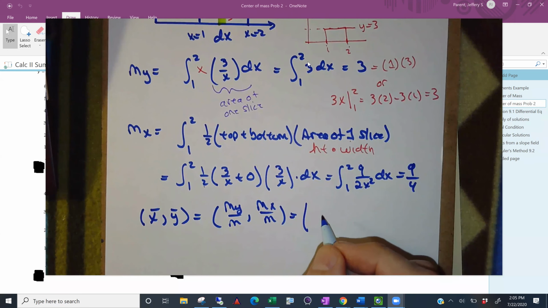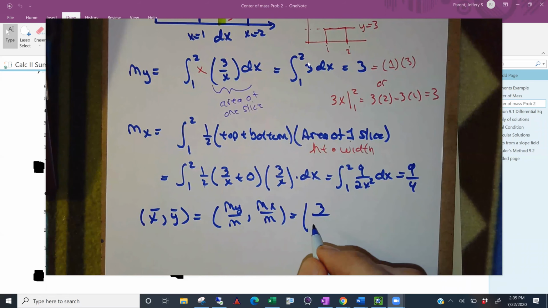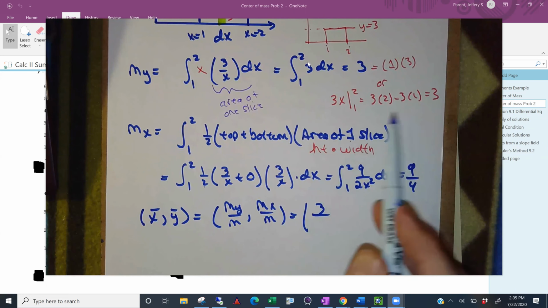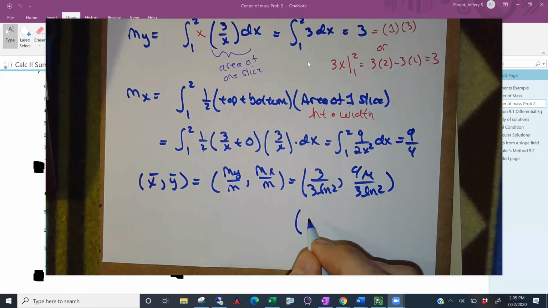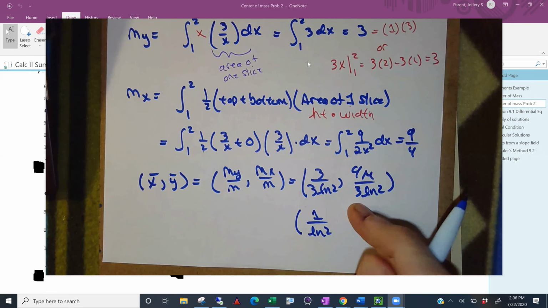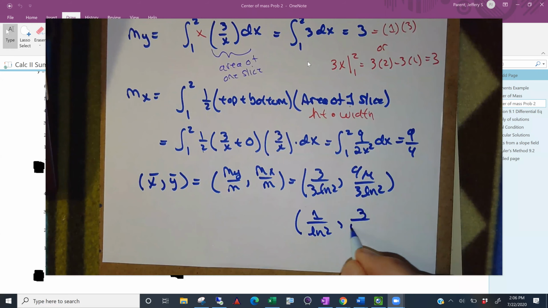Let's see. M sub y, where was that? That was 3, right? So it's going to be 3 over ln of 2. Oh, it was 3 ln of 2, wasn't it? Where is it? Yeah, 3 ln of 2. And then m sub x, which is going to be 9/4 over 3 ln of 2. The 3's in both of these cancel out, so you're left with 1 over ln of 2. 3 cancels there. The 4 I can bring down into the denominator, so it's going to be 3 over 4 ln of 2.